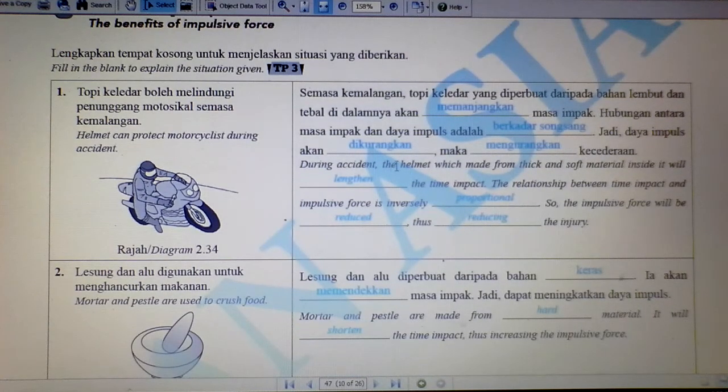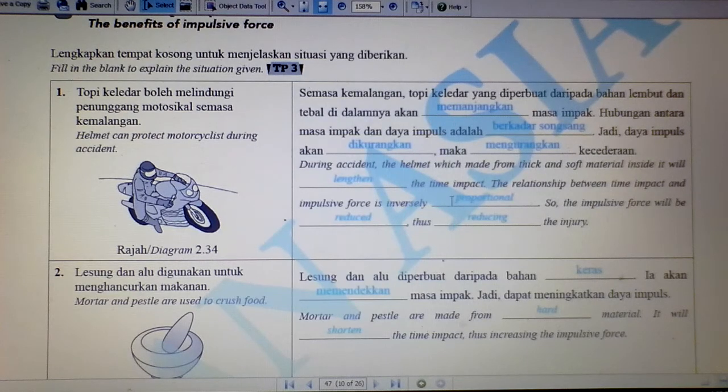During accident, the helmet is made from thick and soft material inside. It will lengthen the time of impact. The relationship between time of impact and impulsive force is inversely proportional, so impulsive force will be reduced, thus reducing the injury. So inside there's a soft material like a sponge, so that it can lengthen the time of impact. When the time of impact is lengthened, the impulsive force is smaller or reduced.